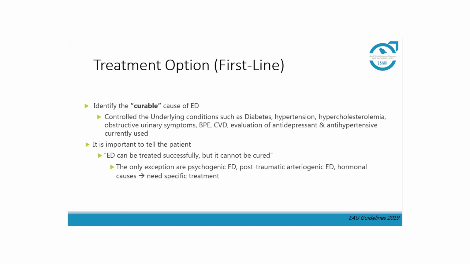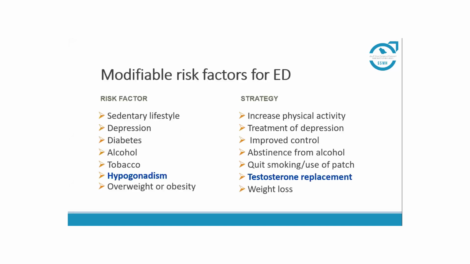It's very important to tell the patient and make it clear from the first visit when the patient presents for erectile dysfunction that erectile dysfunction can be treated successfully, but it can't be cured. So we have a lot of patients that have very high expectation that after I got 4 or 5 doses of PDE5 inhibitor, I can go back to be an 18-year-old boy. It's very important to explain to those patients that this is not possible. So we are here to help you, but not to cure you. So we can treat it successfully, but we can't cure it. The only exception, of course, is psychogenic ED patient, post-traumatic or arteriogenic ED patients, or those who have hormonal problems.